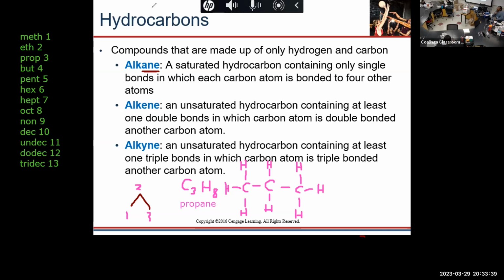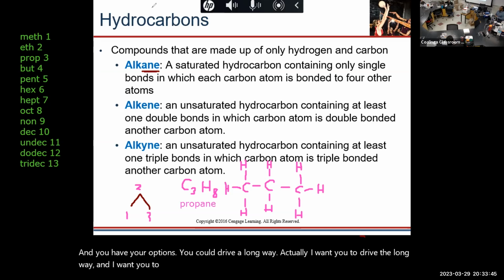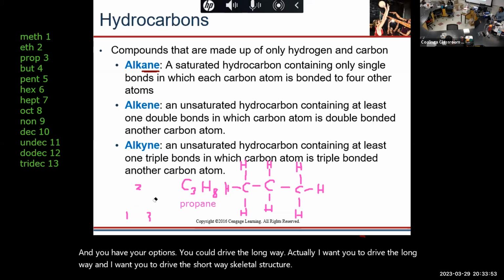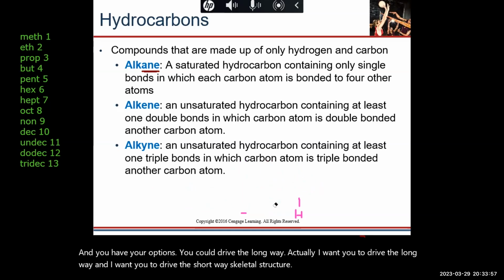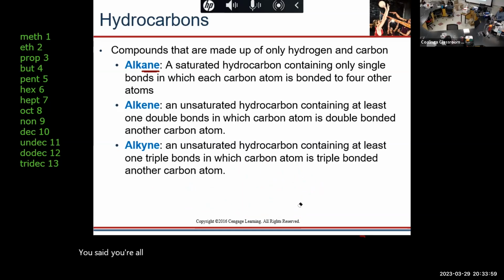And you have your options. You could draw it the long way. Actually, I want you to draw it the long way, and I want you to draw it the short way. Skeletal structure. You said draw octane? Yes, draw octane, the expanded structure, and then also the skeletal structure.